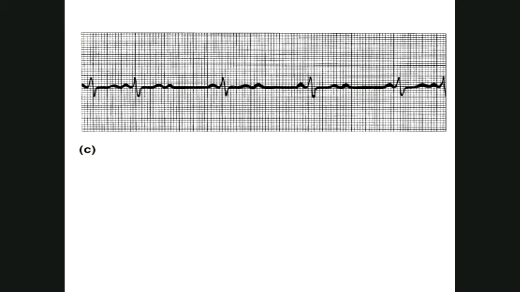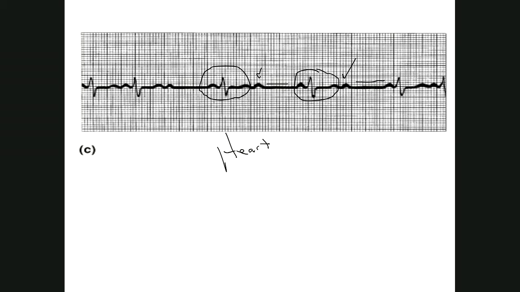So look right here, that looks normal. P, Q, R, S, T. But look, there's a wave, and then nothing happened. And then we have a normal P, Q, R, S, and T right there. And then look, we had a P, and then nothing happened. Well, this is called heart block.